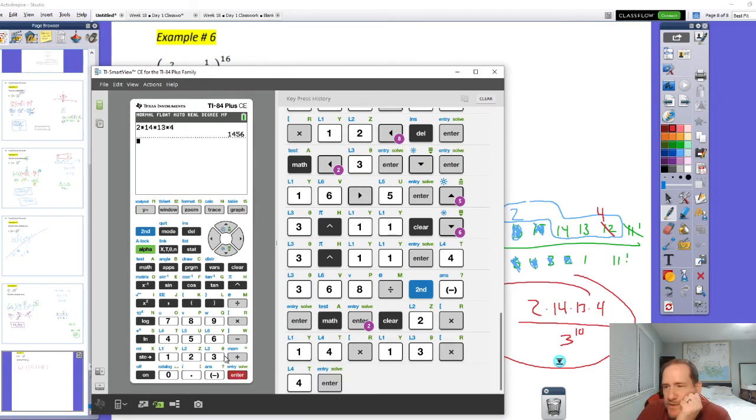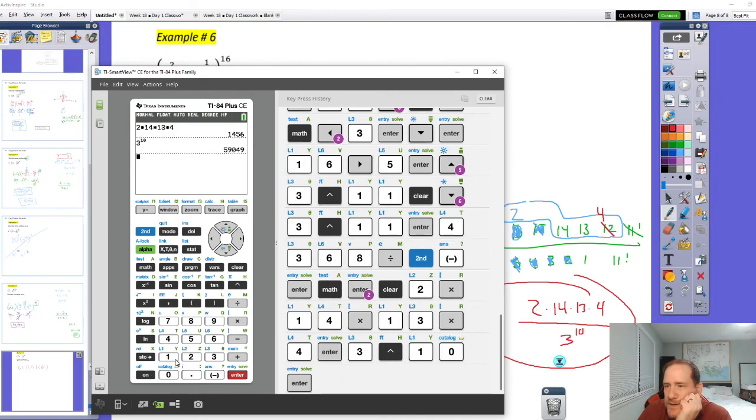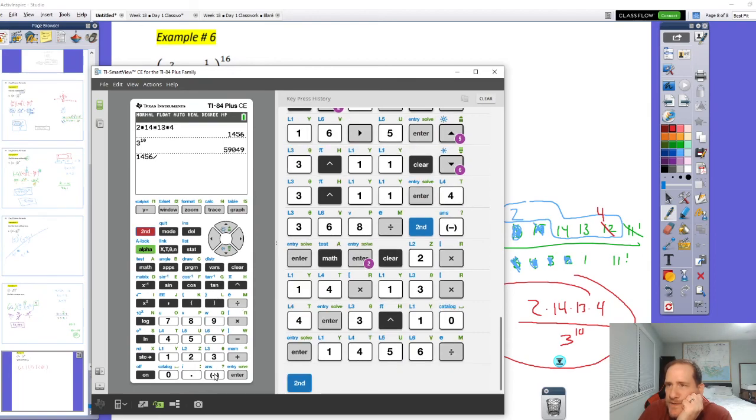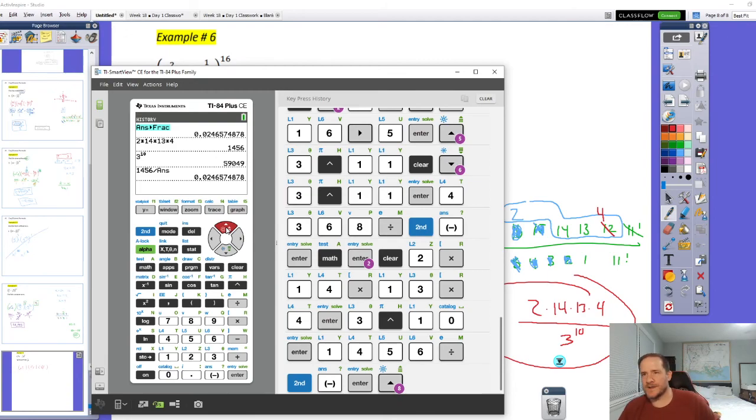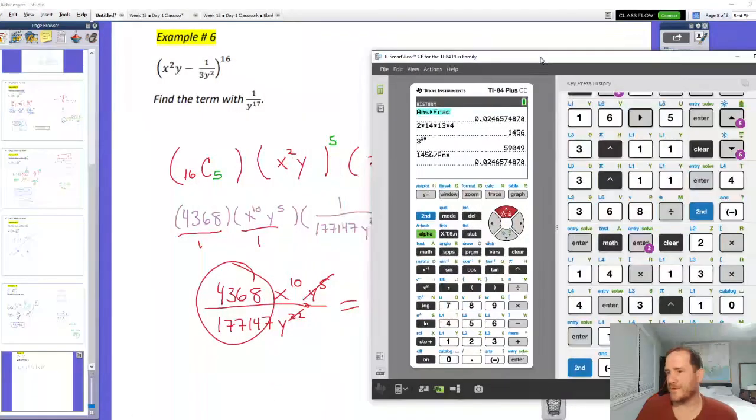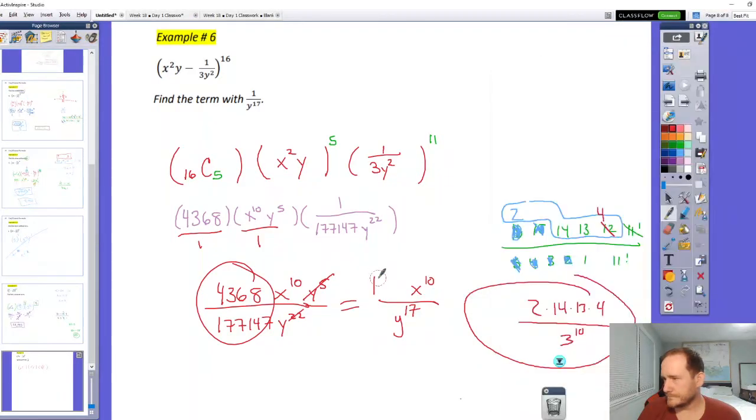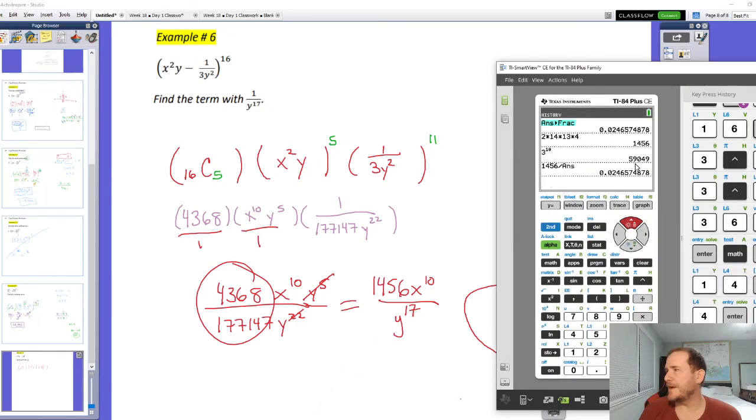So that's our numerator. 3 to the 10 is our denominator now. And I declare 1456 divided by that should be the exact same decimal from before. That looks right to me. Alright, so even though our calculator refused to do the reducing, I did it myself. It's 1456 over whatever 3 to the 10th was. So 59049.